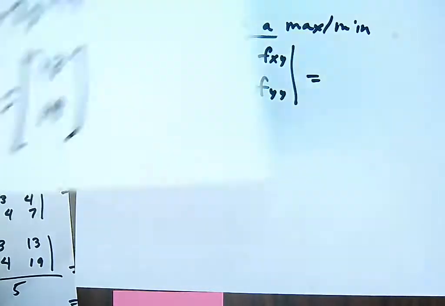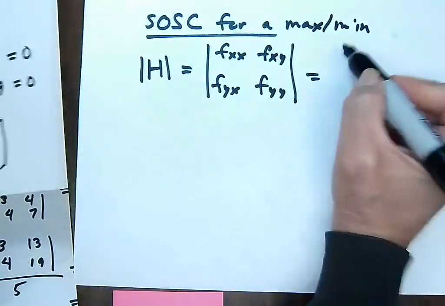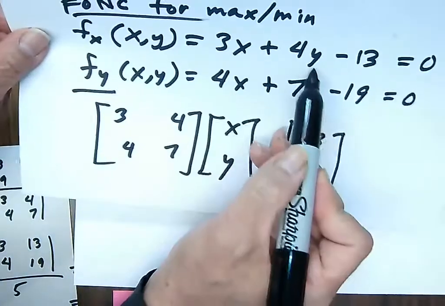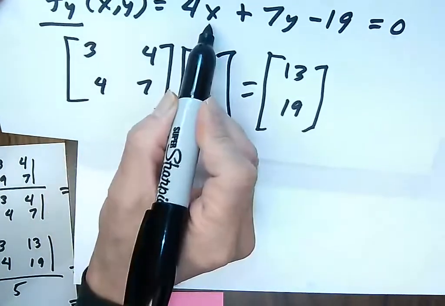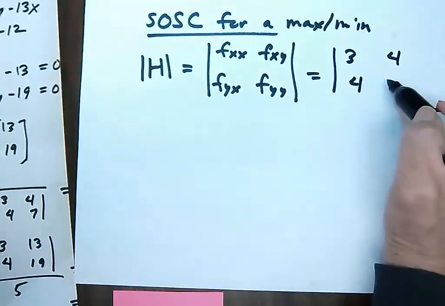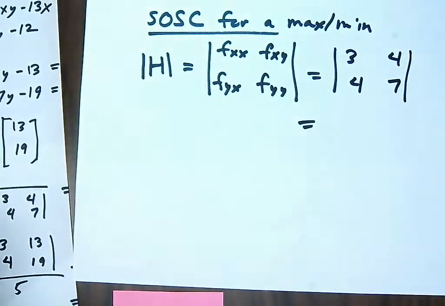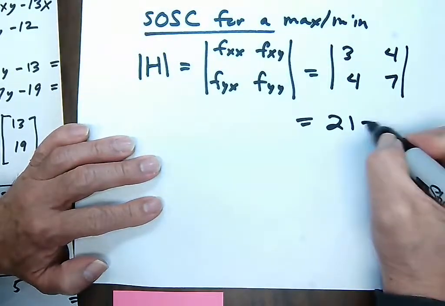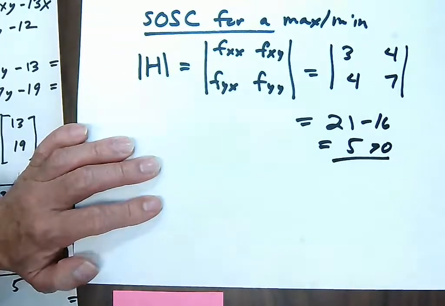Well, if we go back to our earlier work, fxx, the partial of fx with respect to x, is 3. So let's put in that number 3. fxy, the partial of fx with respect to y, is 4. fyx, the partial of fy with respect to x, is 4. fyy, the partial of fy with respect to y, is 7. And we know that that second order determinant comes out to be 3 times 7 is 21, minus 4 times 4 is 16, which comes out to be 5, which is positive.